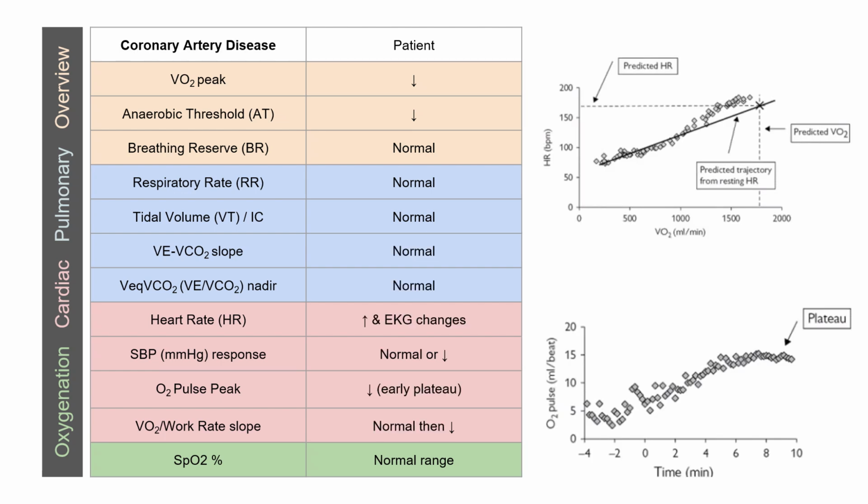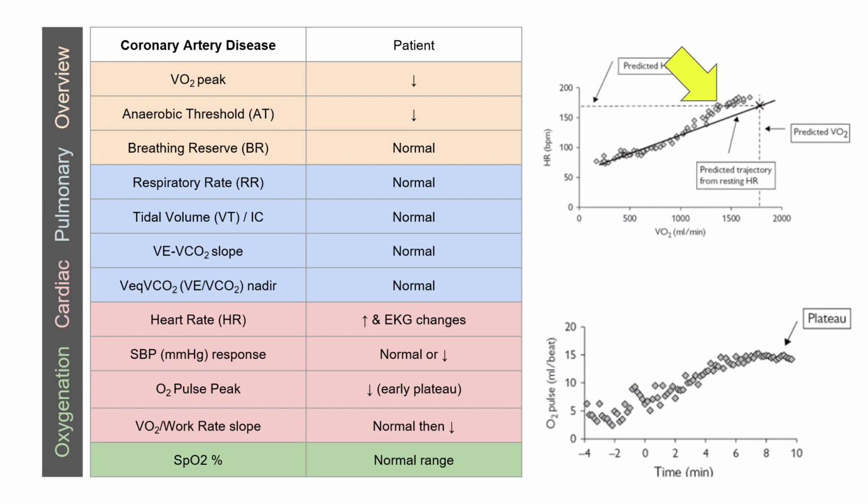Now, looking at patients with coronary artery disease, their VO2 peak will be reduced, their anaerobic threshold will be reduced, but their breathing reserve as well as their other pulmonary variables should be normal, including their variables for ventilatory efficiency. Their heart rate is sometimes increased, and they typically might have EKG changes concerning for ischemia. Their blood pressure response is typically normal or slightly reduced, and their O2 pulse is typically reduced with an early plateau, and their VO2 work rate slope is classically normal before decreasing, and they don't typically desaturate.